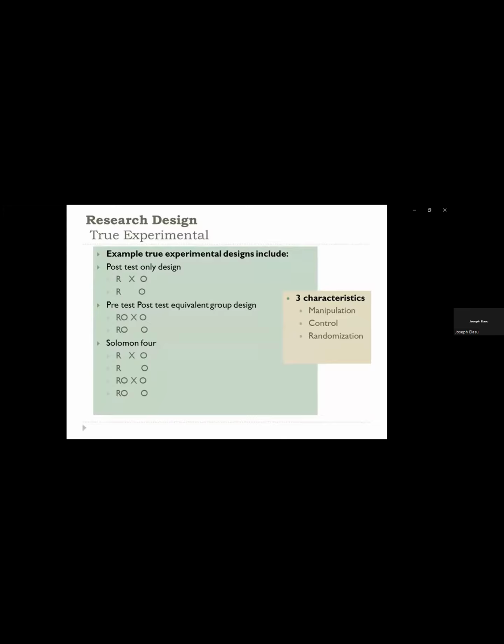There's also a pre-test, post-test equivalent group design, which is exactly what I just explained. However, you randomize them, you do a pre-test, you give one group the experiment or the treatment, not the other group, and then you post-test them. Now, Campbell and Stanley say that this design introduces a threat to validity, the testing threat to validity, so it's preferable to do the post-test only design. There are other textbooks and researchers that disagree with that.